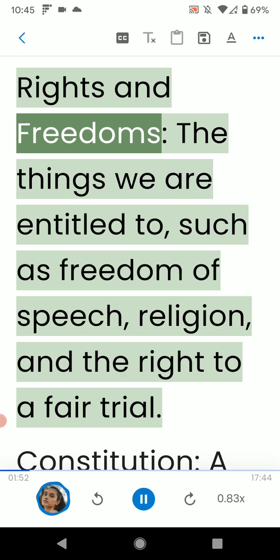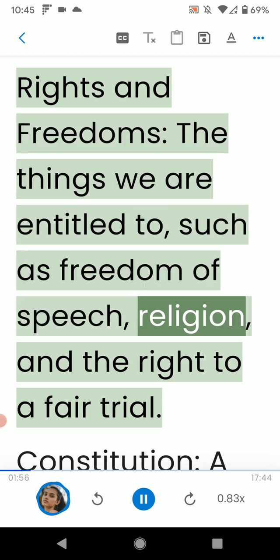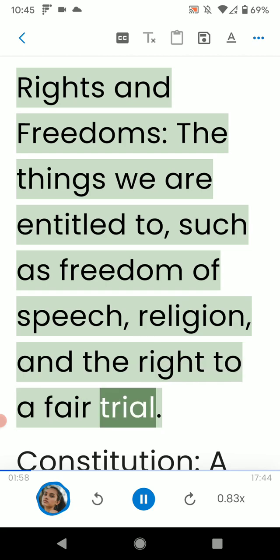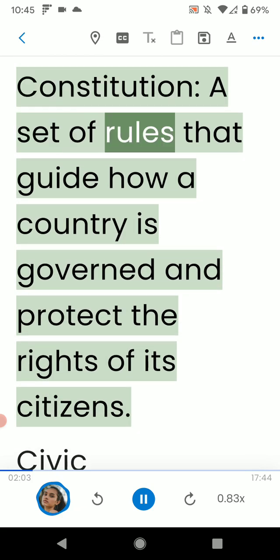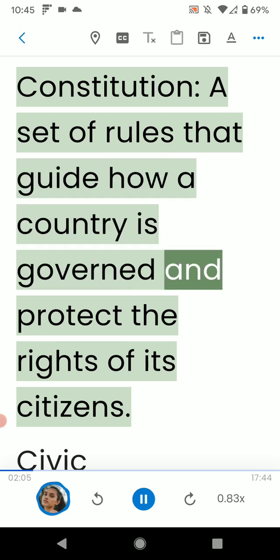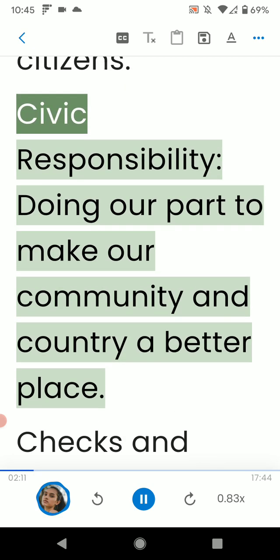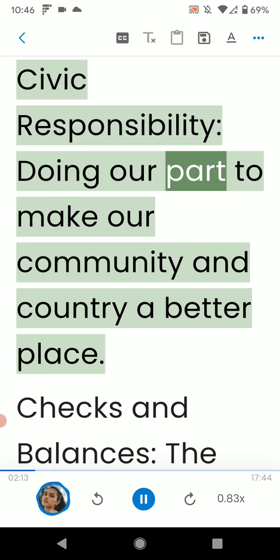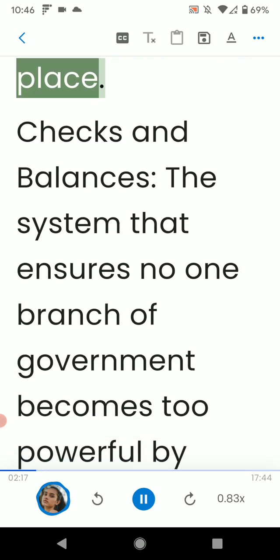Rights and freedoms, the things we are entitled to, such as freedom of speech, religion, and the right to a fair trial. Constitution, a set of rules that guide how a country is governed and protect the rights of its citizens. Civic responsibility, doing our part to make our community and country a better place.